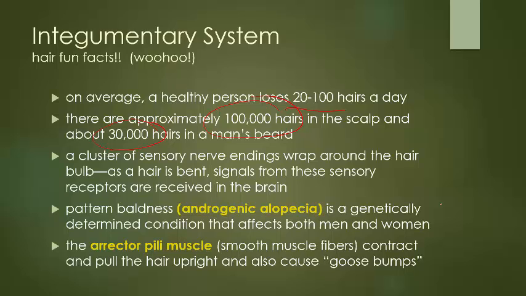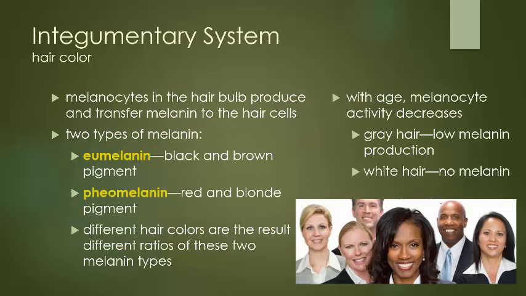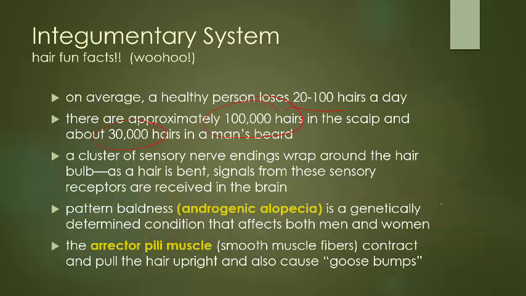And so if the hair is moved or bent or jostled, then that causes these sensory fibers to fire, and that message is received in the brain that something has moved the hair. And so our arms, or anywhere where there is hair, can be very sensitive to, like, an ant crawling across the skin. As they move that hair around, we can notice it.